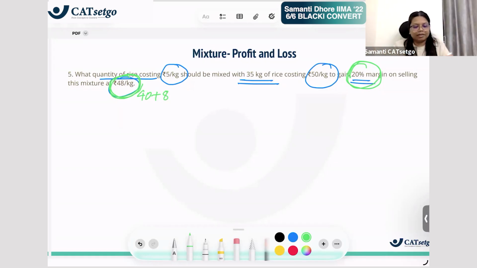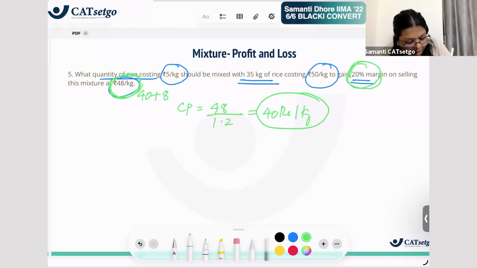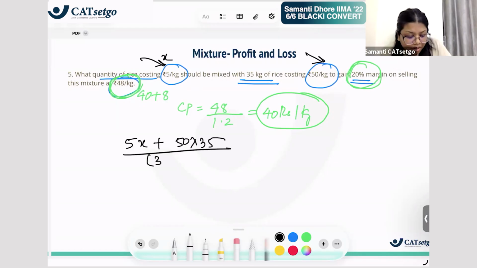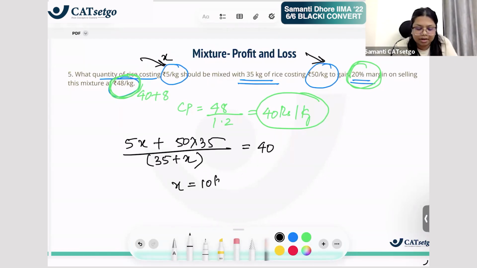All right? So how do we do it? Basically, what is the cost price? Selling price divided by 1.2, which is 40 rupees per kg. Again, what do we have? We have two types of rice. This is one type, this is another type, and the mixture of both should come to 40 rupees per kg. So same, I'll take x kg of this, so 5x plus 50 into 35 divided by total how many? 35 plus x kgs, and the cost is 40 rupees per kg. Solve it by yourself. Tell me what's the answer. Good, good. Yes, x is 10 kg.